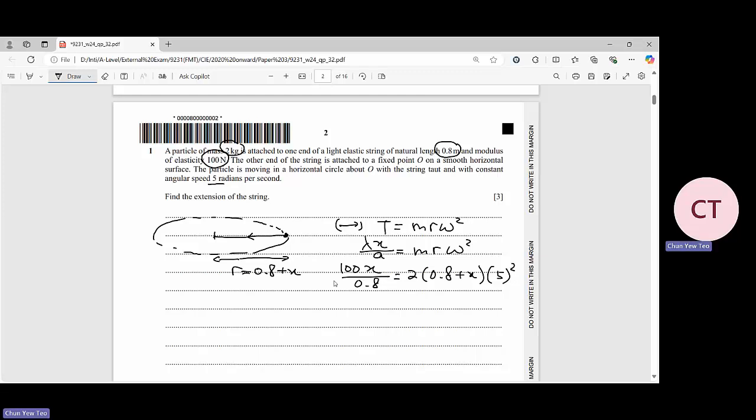Okay. So now you just need to simplify them. I will multiply the 0.8 to the right hand side. So I will get 40 times x equals 32 plus 40x. Therefore, I found that my x is 32 divided by 60 or 8 divided by 15 meter. Done. That will be the answer for question number 1.